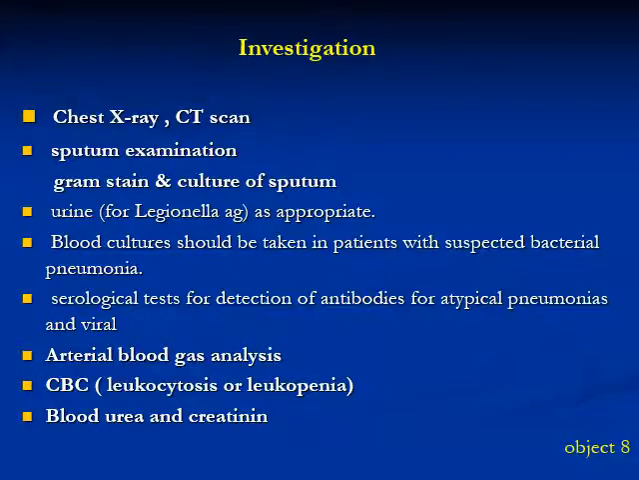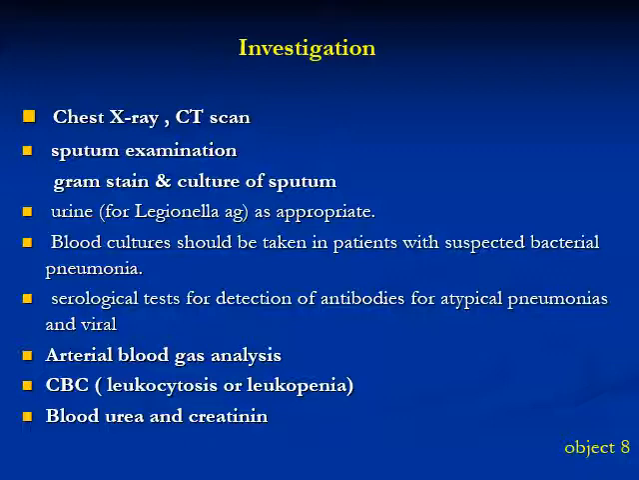The investigations are chest X-ray, CT scan, sputum examination for gram stain and for culture of the sputum, or detection of the antigen in the urine or blood. And for Legionella, we detect the Legionella antigen in the urine. A blood culture should be taken in patients with suspected bacterial pneumonia. And blood culture is only for bacterial pneumonia. Not all the microorganisms can be cultured.